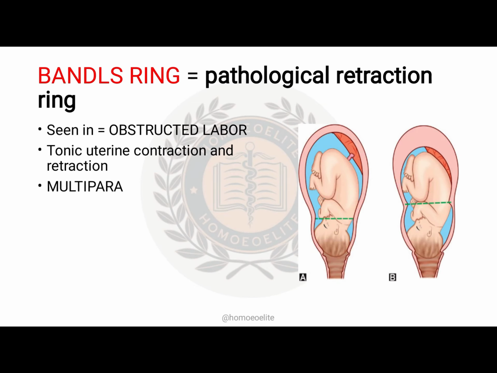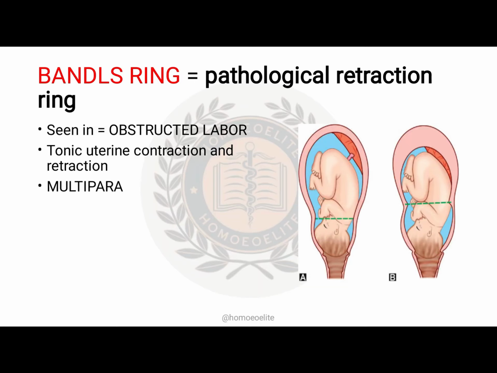So there will be no formation of upper and lower uterine segments. Then there is something called Bandl's ring. This is very important. Remember, Bandl's ring or pathological retraction ring is mainly seen in obstructed labor. Here there will be tonic uterine contraction and retraction, and this is most common in multipara. Normally, uterine contraction begins, retraction takes place, and there will be formation of the uterine segment.